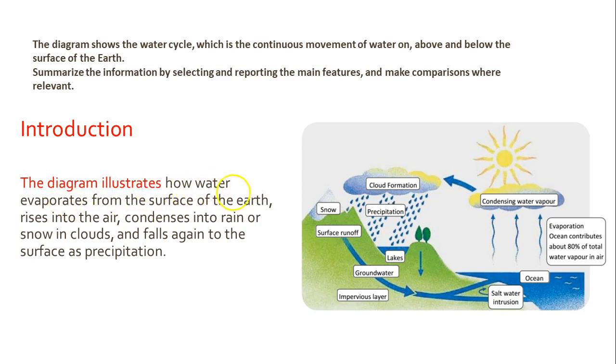So the diagram illustrates how water evaporates from the surface of the earth, rises into the air, condenses into rain or snow in clouds, and falls again to the surface as precipitation. So this is an introduction that you can use on this type of diagram.